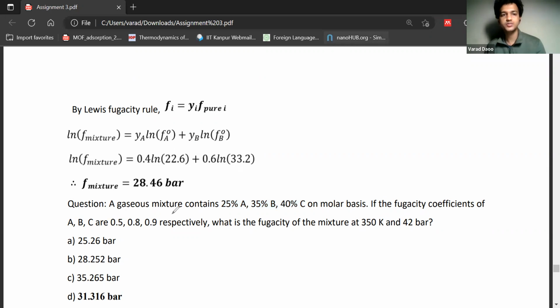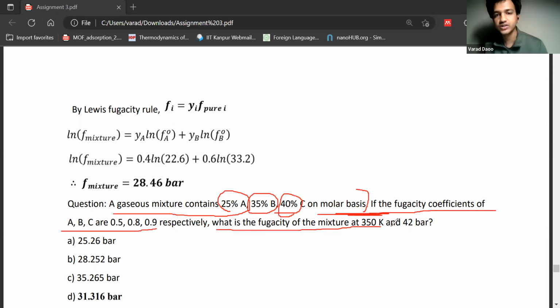What is a gaseous mixture containing 25% A, 35% B, 40% C on a molar basis? Okay, this has been given. It's a ternary mixture, and if the fugacity coefficients of A, B, and C are this, we are asked to find the fugacity of the mixture at these conditions.